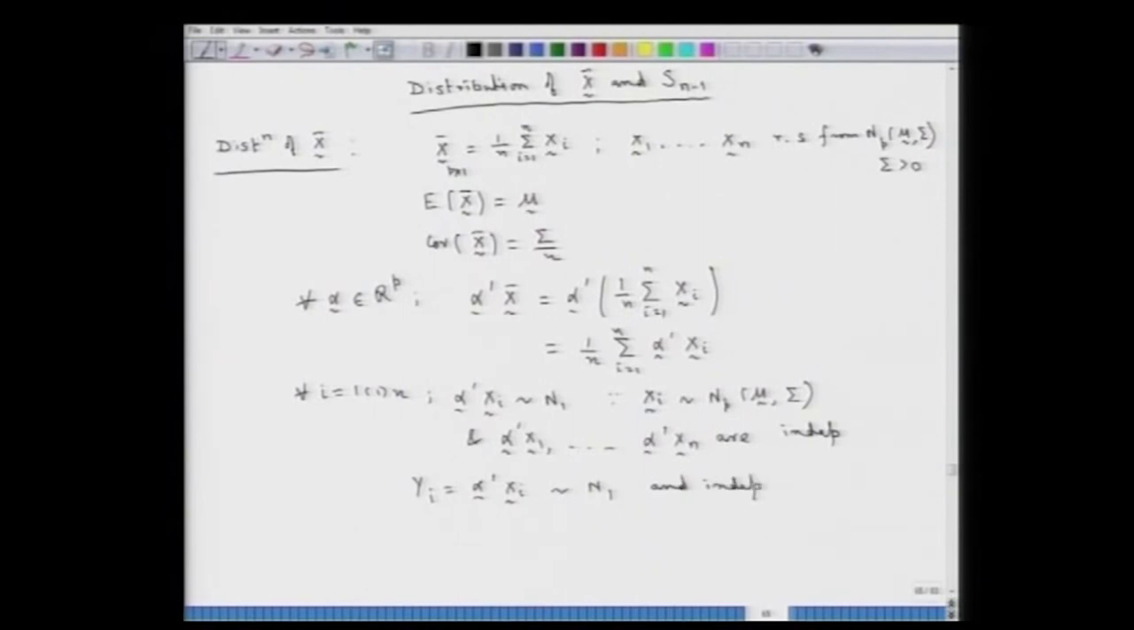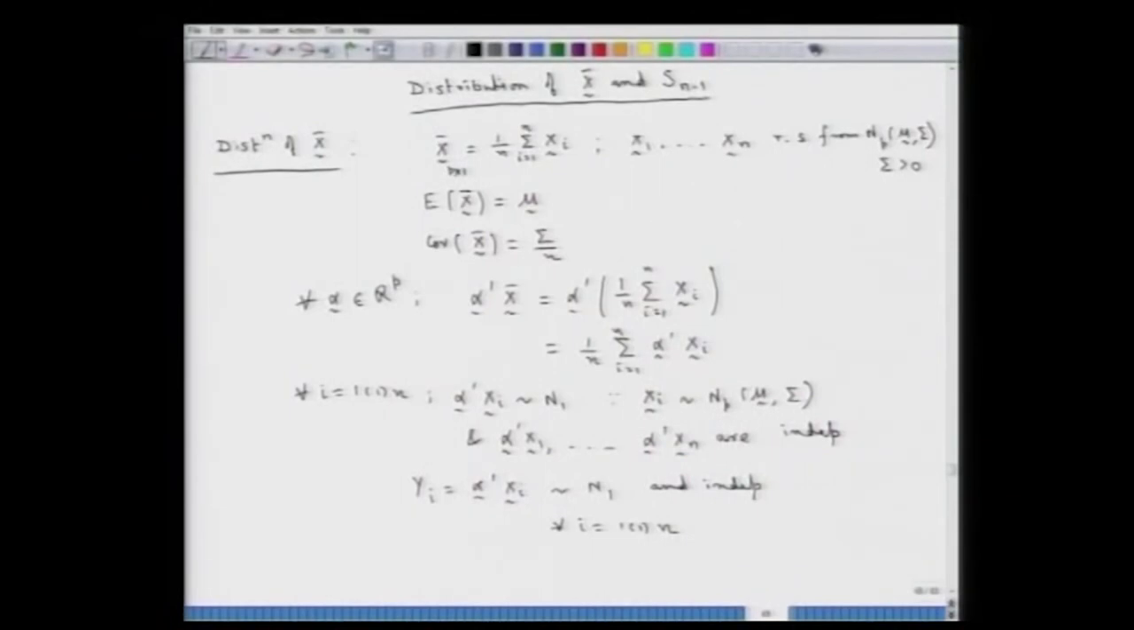They are actually identical also. So, it is basically an IID setup. This is true for every i equal to 1 up to n. So, what does that imply if we have these alpha prime x i's which we have denoted by y i? This term alpha prime x bar is nothing but 1 upon n summation i equal to 1 to n y i, where each of these y i's are N(1) independently distributed. So, this is just the sum of n independent normal distributions.